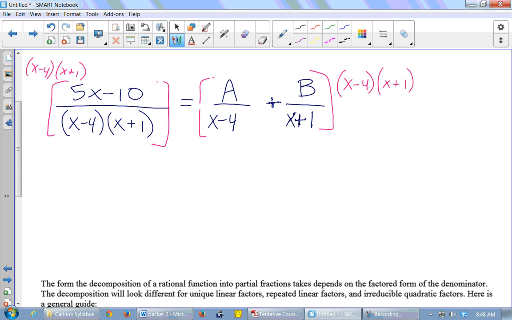Okay, so let's work on the right first. I have to distribute this x minus 4 times x plus 1 to both terms in the pink brackets there, to both fractions. So when I multiply this common denominator, x minus 4 times x plus 1, times the a fraction, the x minus 4s are going to cancel, and I'm going to be left with a times x plus 1. And when I multiply this common denominator times the fraction with the b on top, the x plus 1s are going to cancel, and I'll be left with b times x minus 4.